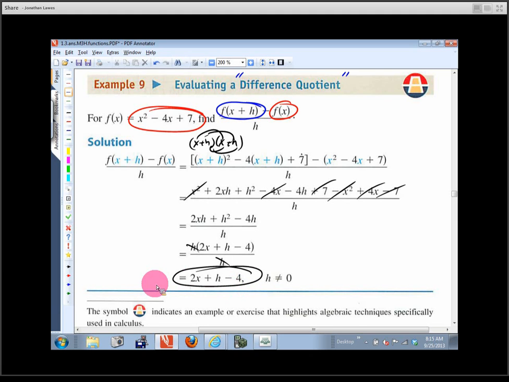Now, what's weird about that for most people is, my gosh, we started off with a function. Normally when we plug something in, we get a number answer. Plug in a 2, get out a 7 or something like that. With an expression like this, we get an algebraic expression for an answer. Okay? And then notice this little guy right here. Why can h not equal 0?